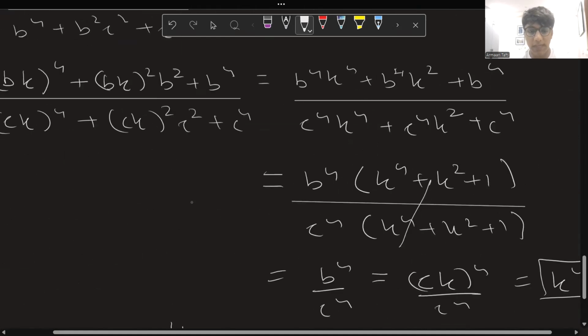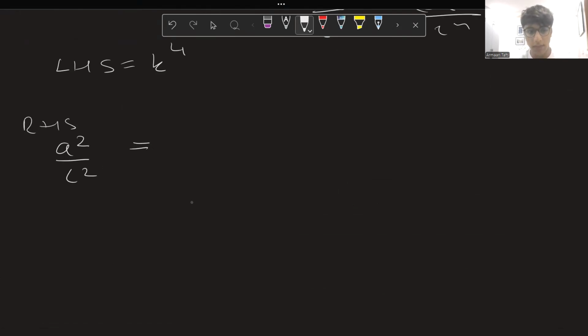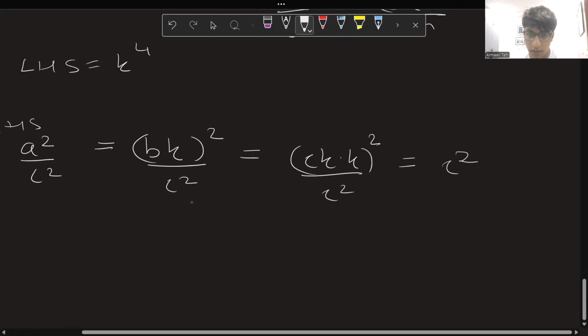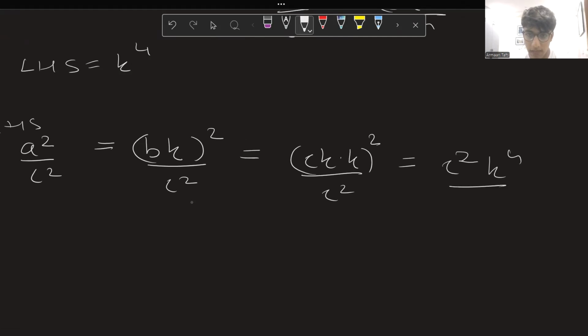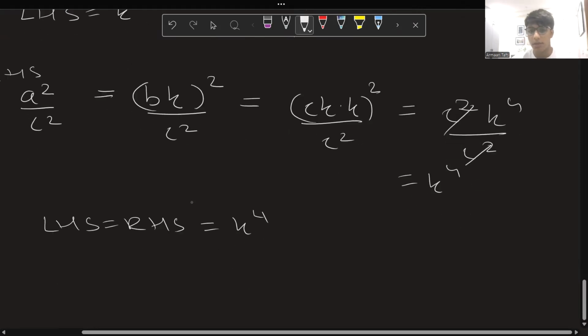RHS is simply A square by C square, right? Let's simply prove that. A was equal to BK, right? So we write that as BK square by C square. And we know that B is equal to CK. So substitute B by CK. So you get CK times K whole square by C square. And if you further simplify this, you get C square times K4 by C square, and you get K4. So your LHS equals RHS equals K4. This is how you have to move along with them.